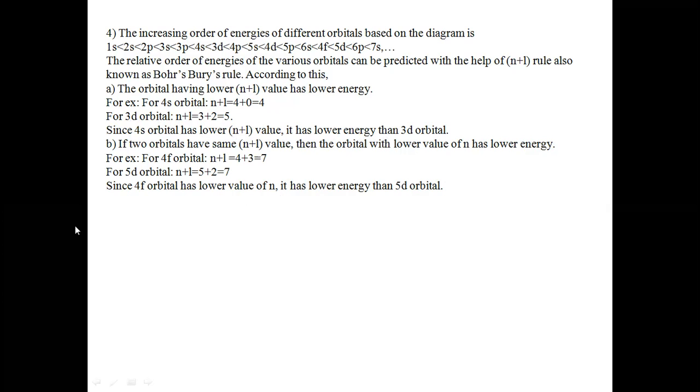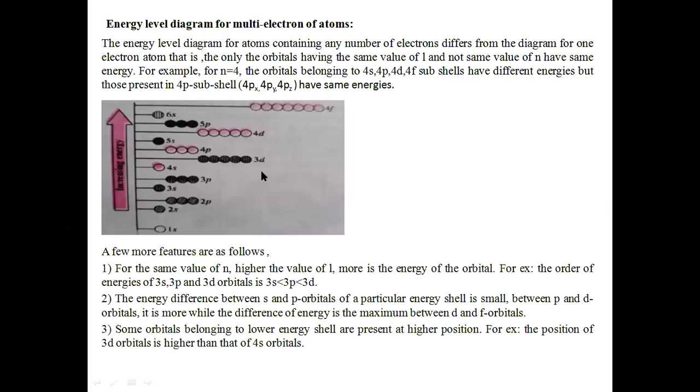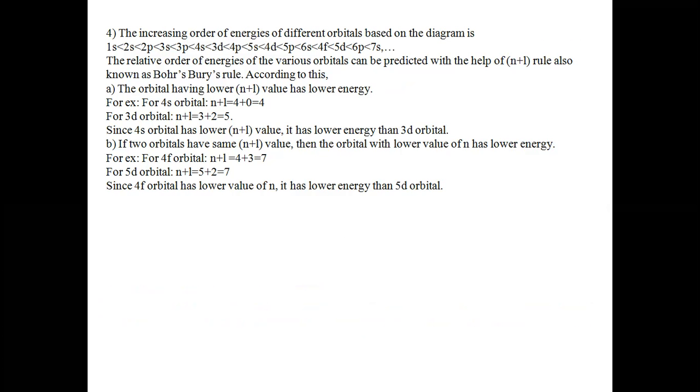See here in the energy level diagram, we have shown the 3D orbital at the higher position, but we are saying it has lesser energy. The reason for this is the n plus L rule. According to n plus L rule, the 4s orbital has a lower n plus L value. It has a lower energy than the 3D orbital.